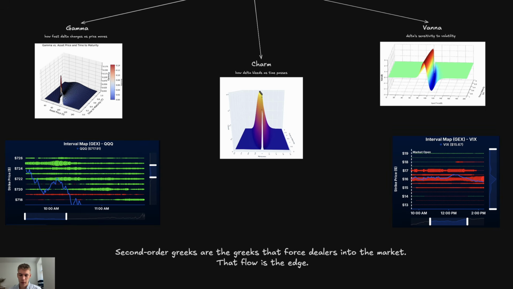So gamma and charm exposure drive dealer flow, and the obvious next question is, where do I get the numbers? And you need to understand that no dealer publishes their book.